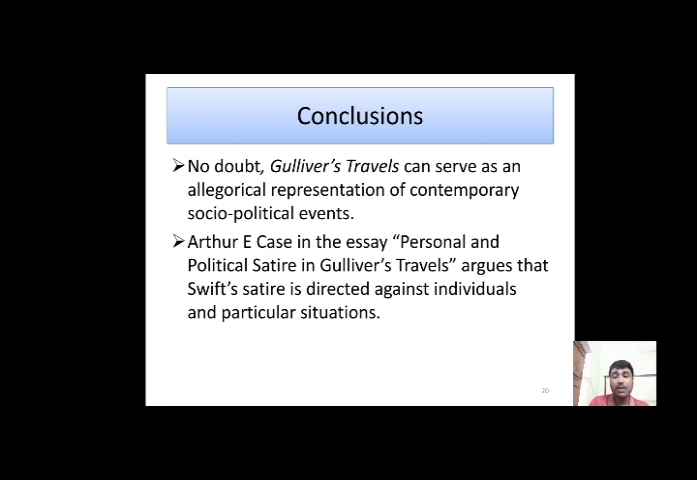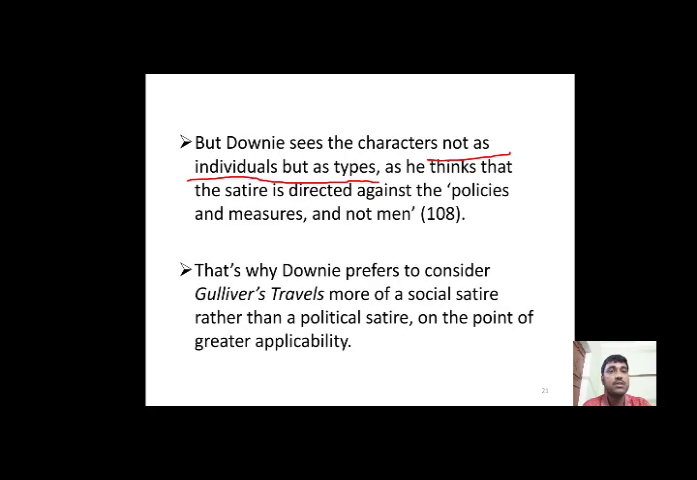So that's how Downey demolishes or denies Case's argument, and by thus denying Case's argument, Downey establishes the fact that this novel, although it refers to contemporary events, contemporary political narrative, individuals, does not stop only at referring to them as individuals or events, because the novel is directed against the policies and measures. That's how the novel also attains the status of a great satire, because it is not a political satire as such.